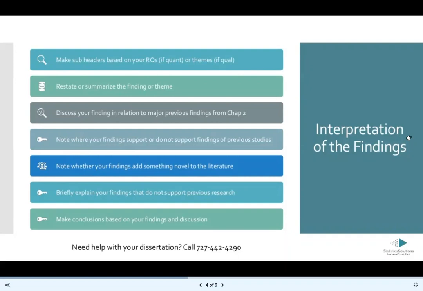Next, you'll want to briefly explain any findings that don't support previous research. So, it may be possible that you have something in your study that hasn't been written about or hasn't been produced in previous studies.